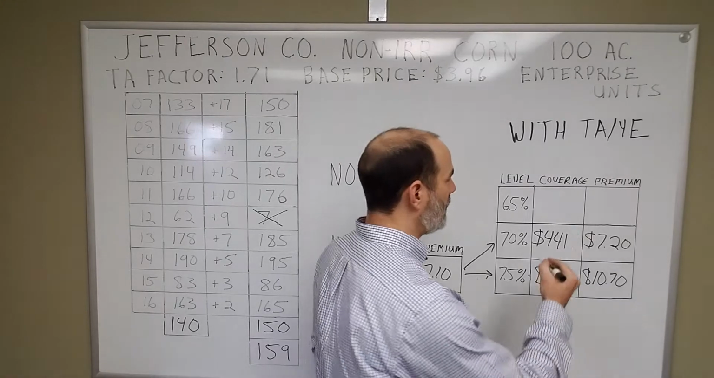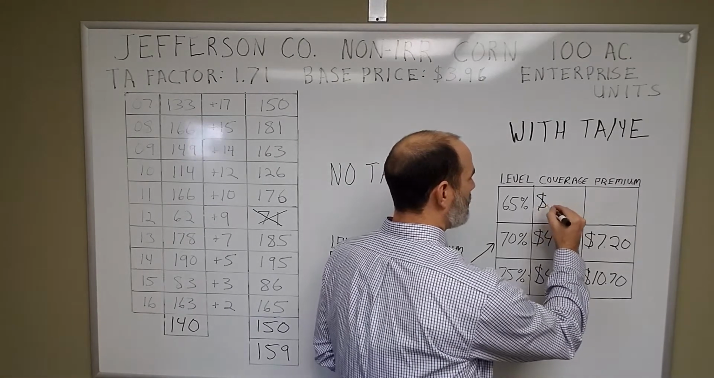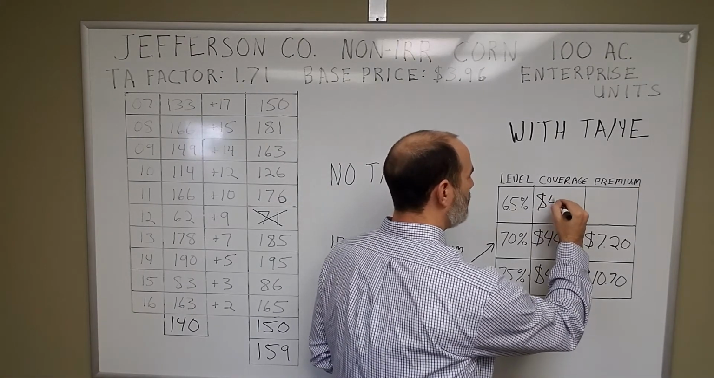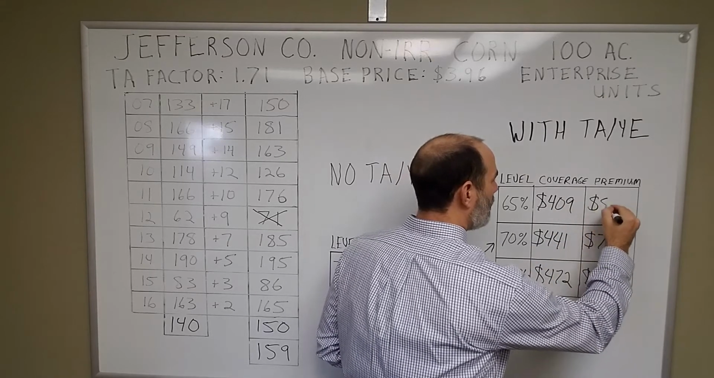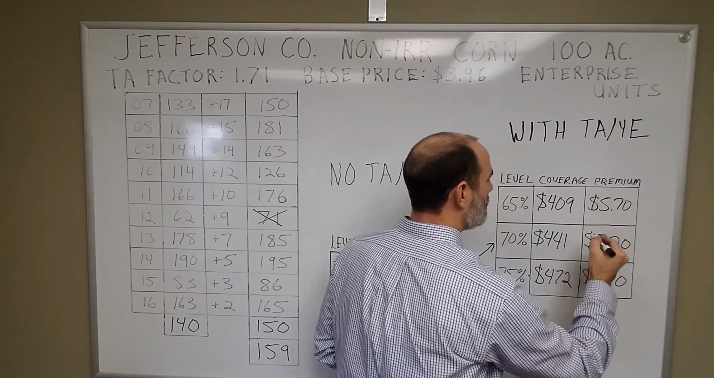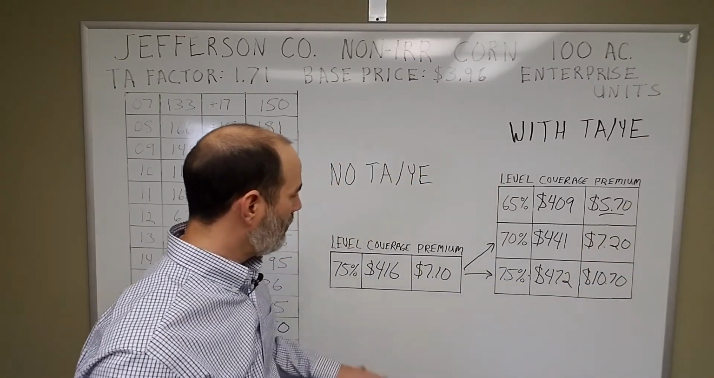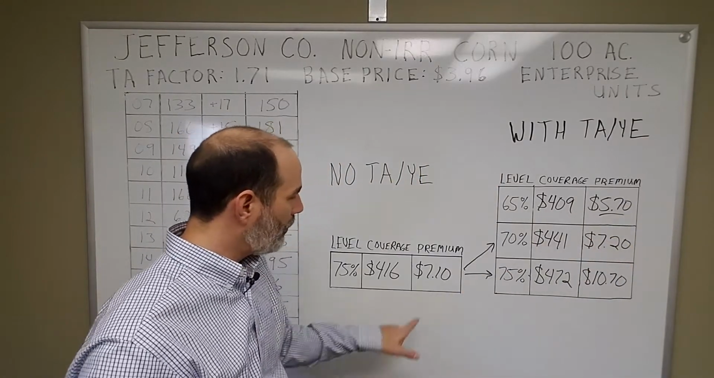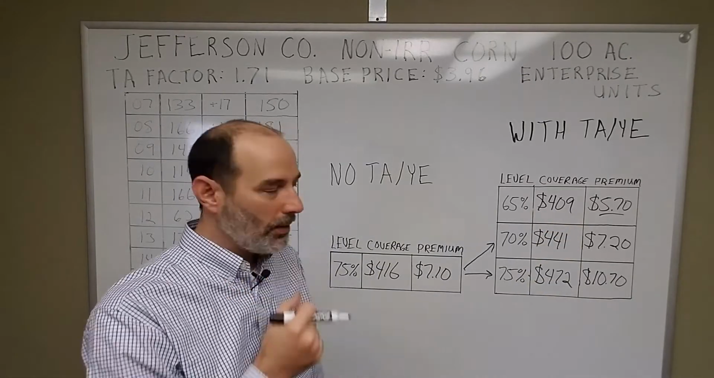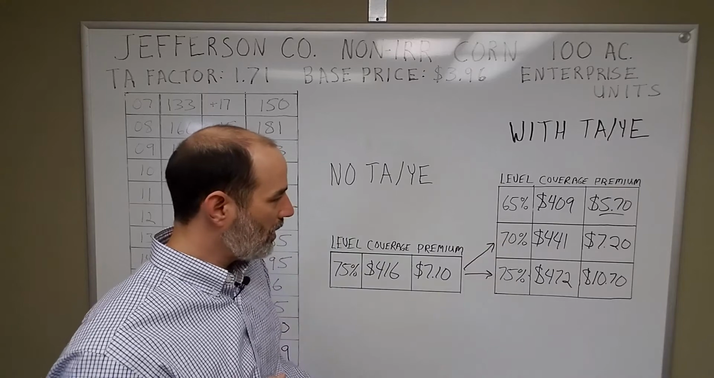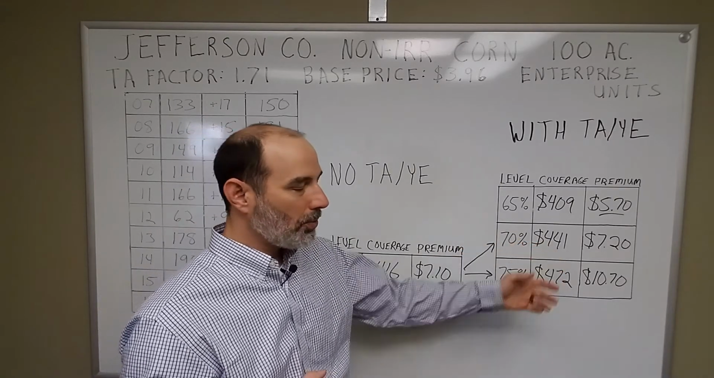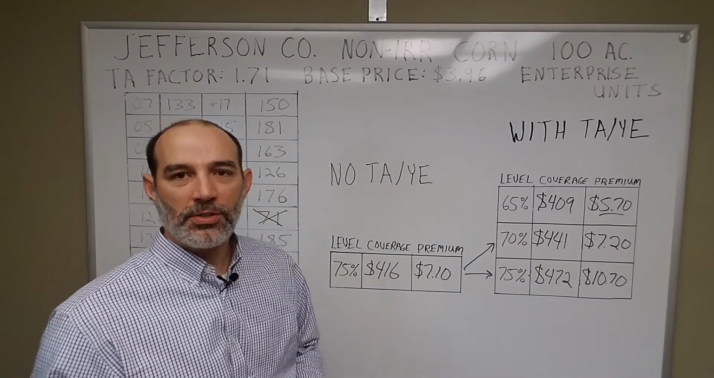You can even look at going down further. 65% coverage level would give you $409 per acre of coverage for $5.70 per acre in premium. So about the same coverage that you had before, significantly less premium. What we find in most cases is that people look at doing something like this and picking up that $25 an acre coverage essentially for free.